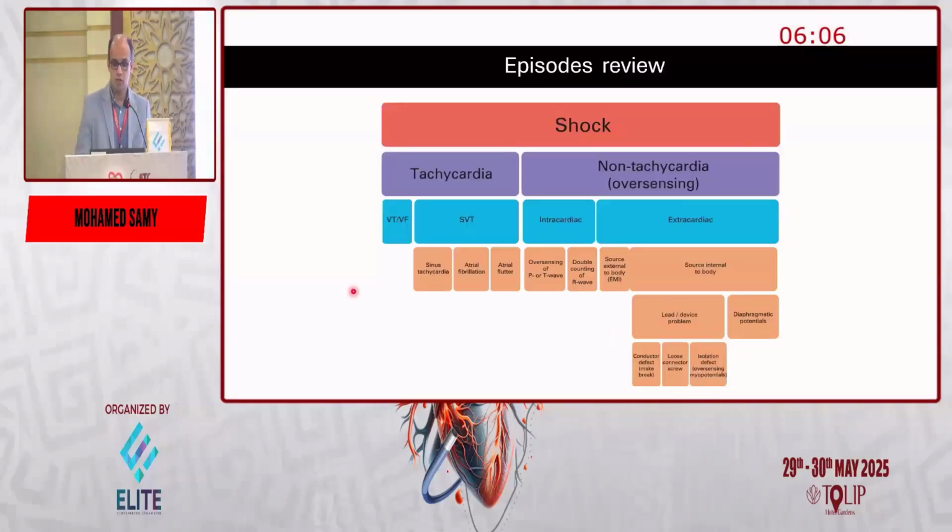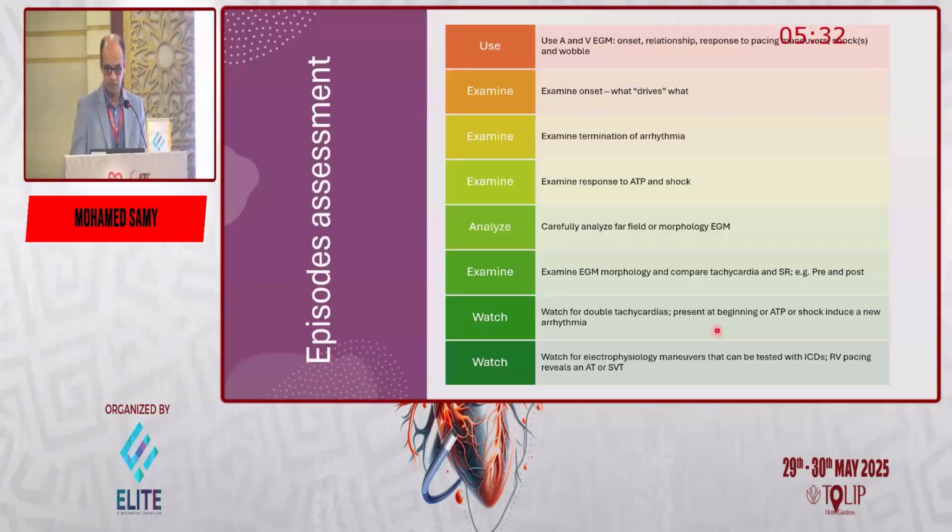Second, I will check the episodes. I want to answer these questions. Was the therapy delivered to true tachycardia or not? If the tachycardia was VT/VF or was SVT with aberrancy or with one-to-one conduction. On the other hand, if no tachycardia was documented, was that oversensing due to intracardiac or extracardiac sources, like oversensing of the T wave, P wave, double counting of the R wave, extracardiac like electromagnetic interference, lead problems, and device problems.